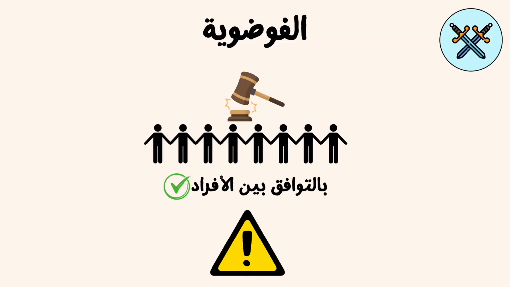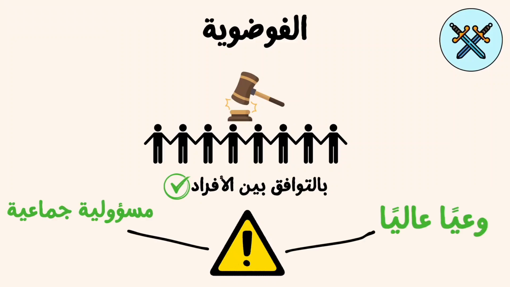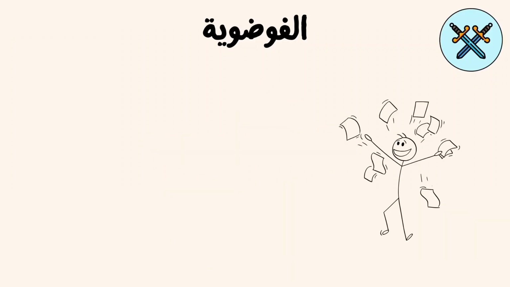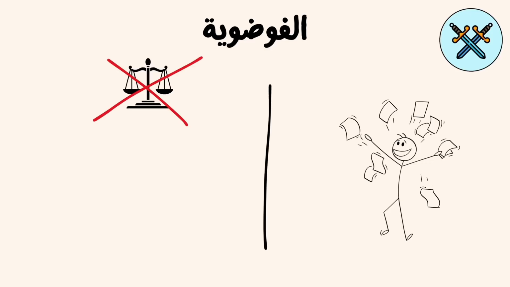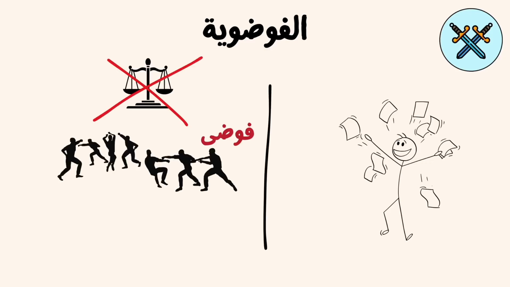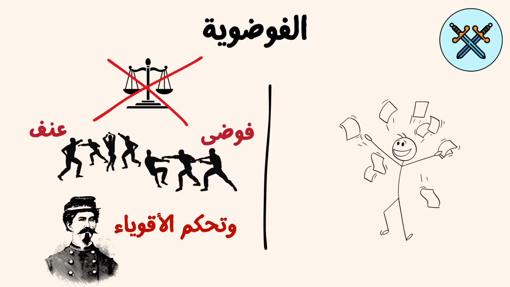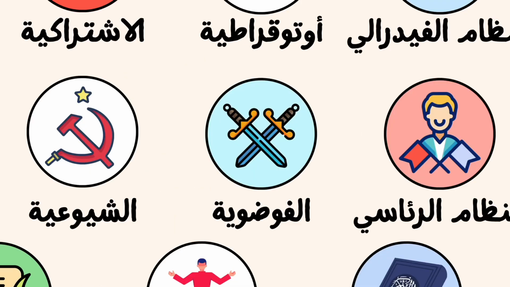Communities are managed through mutual agreement between individuals, but applying this system is difficult as it requires high awareness and collective responsibility. Despite its aim for freedom, the absence of law often leads to chaos, violence, and rule by the strongest.